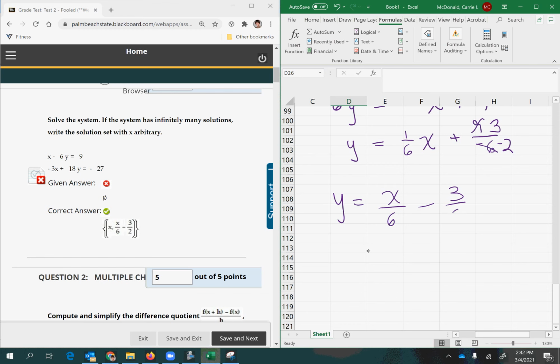3 over 2. So when I write my solution set, I'm going to say it's the set of all ordered pairs where x is picked arbitrarily and y is determined by taking x, dividing it by 6, and subtracting 3/2, and that'll give you the corresponding y value.